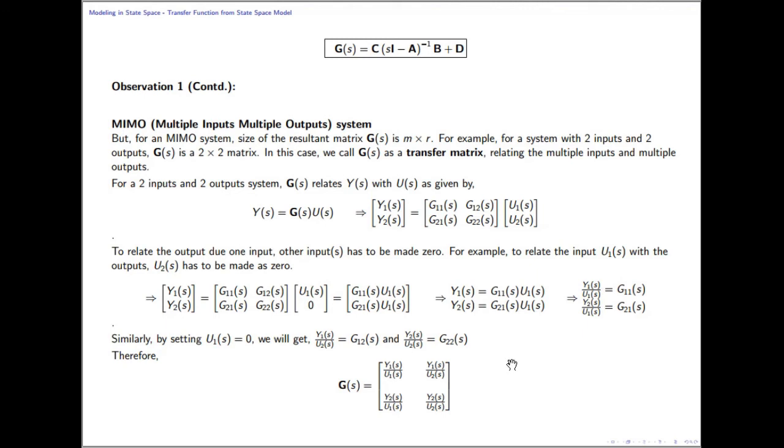So now if you look at this G of S, g11 of s is nothing but y1 by u1. That is the first element. And g21 is nothing but y2 by u1. And similarly, g12 is nothing but y1 by u2, and g22 is nothing but y2 by u2. So you get a transfer matrix G of S, and within this transfer matrix, you have got transfer functions which relate a specific input to a specific output.